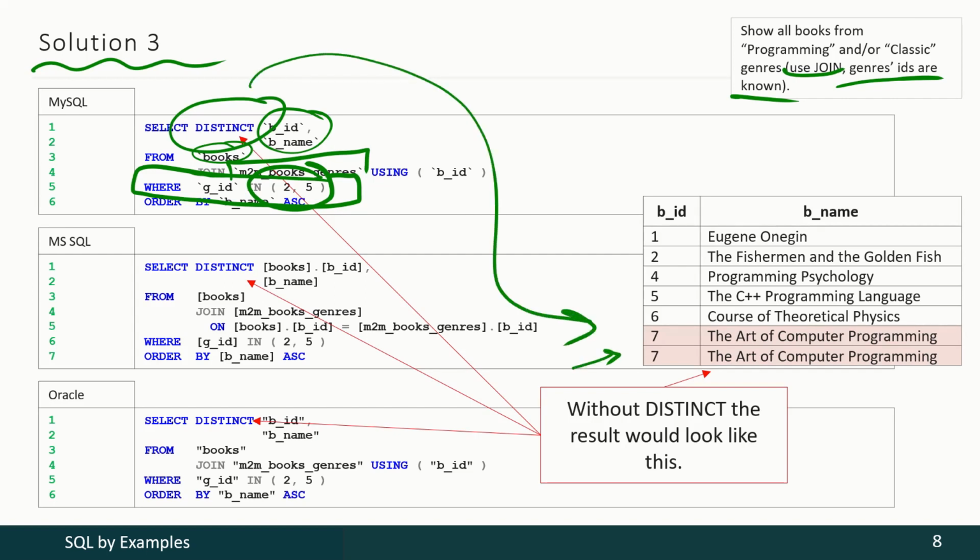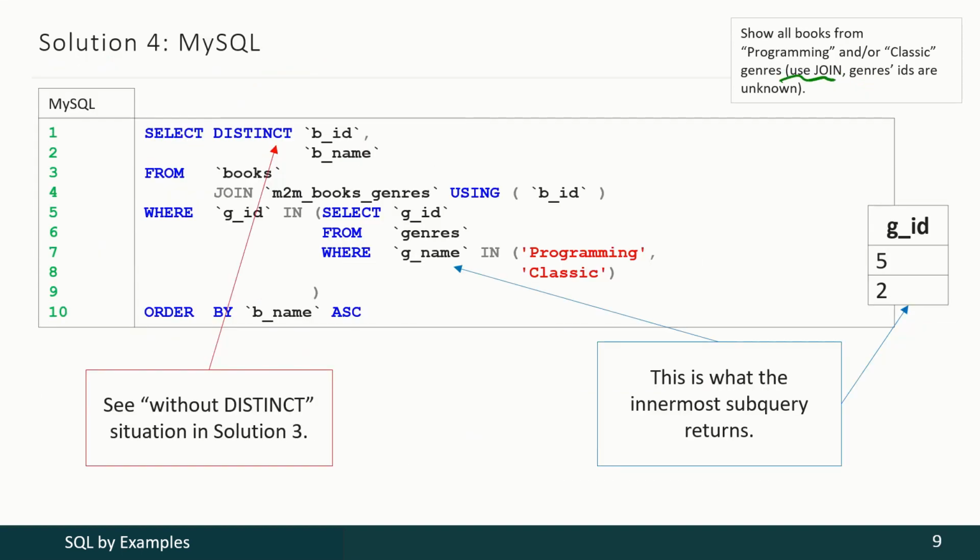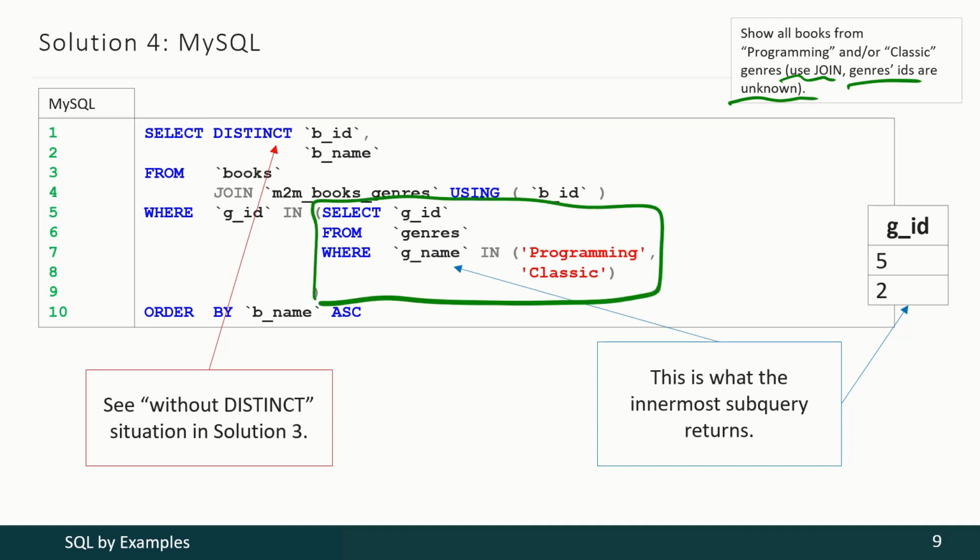You see that this book is related to both genres, and so the data is duplicated, but with distinct keyword one duplication disappears. And solutions for Microsoft SQL Server and Oracle are exactly the same. If we still may use joins but we do not know IDs of genres, we have to perform additional step. Here it is. We are selecting genres IDs based on their names. And once we have genres IDs, the idea is exactly the same as in the previous solution.